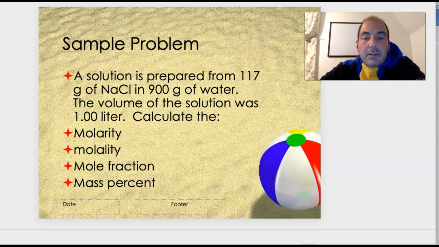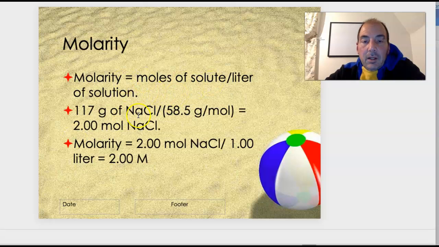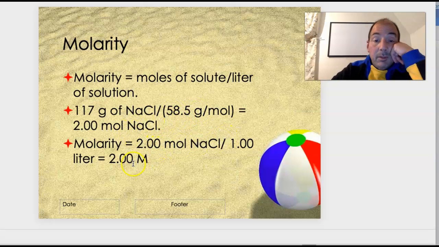Anyway, so molarity, real quick, just a review. If I told you that a solution was prepared from 117 grams of sodium chloride and 900 grams of water, and the volume of the solution was 1 liter. Notice that I'm specifying the volume of solution, even though I have the mass of the water, because water is the solvent, but for molarity, it's moles per liter of solution. So we're just going to convert the grams to moles and go from there. We take 117 grams divided by the molar mass, we get 2 moles. And so 2 moles divided by 1 liter would be 2 molar.